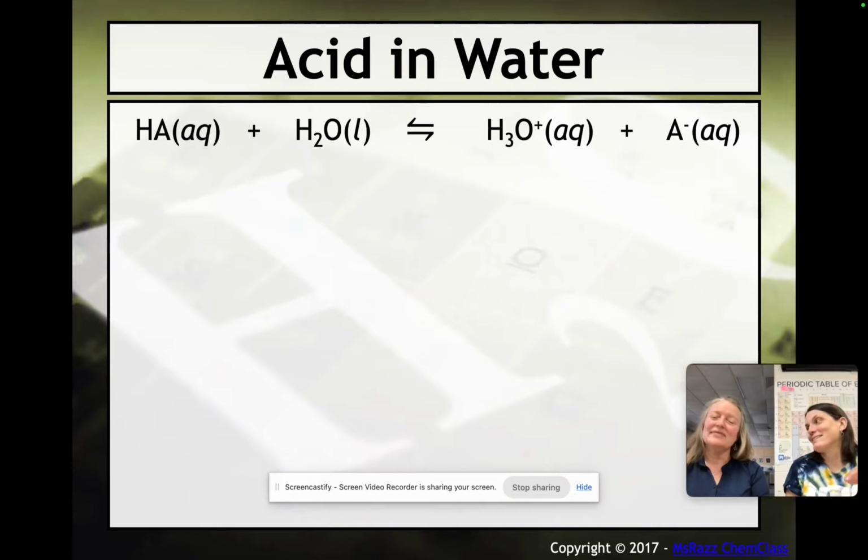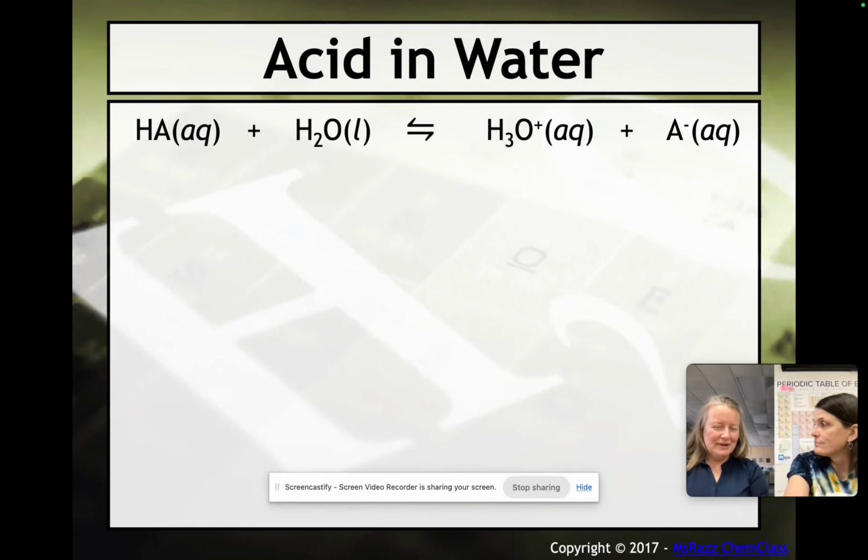That's our generic acid. But if it reacts with water, notice what happens. The HA gives its proton to the water and becomes H3O+. And then A- becomes our conjugate base. So HA is the acid, A- is the conjugate base. In this case, water is acting as a base, and H3O+ is the conjugate acid.